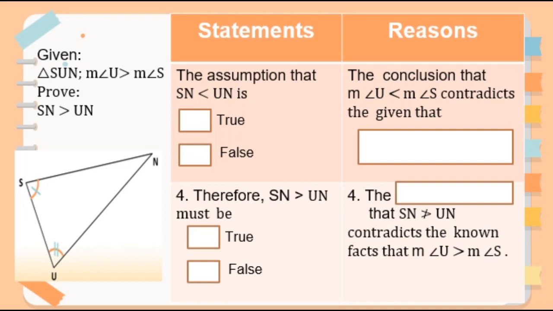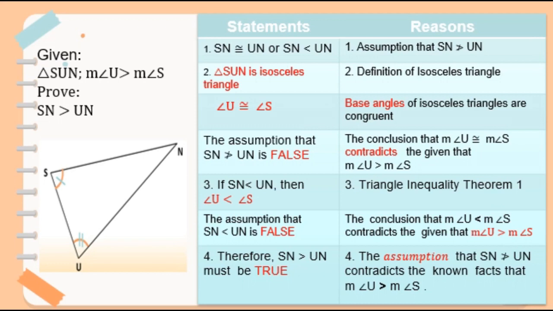Next, the assumption that SN is less than UN is true or false? Alright, false. And the reason, the conclusion that measure of angle U is less than measure of angle S contradicts the given that measure of angle U is greater than measure of angle S. So therefore, SN is greater than UN must be true or false? Alright, true. And for the reason, the assumption that SN is not greater than UN contradicts the known facts that measure of angle U is greater than measure of angle S. You can pause this video for you to easily read all the information.